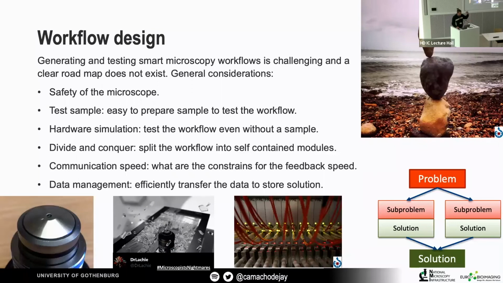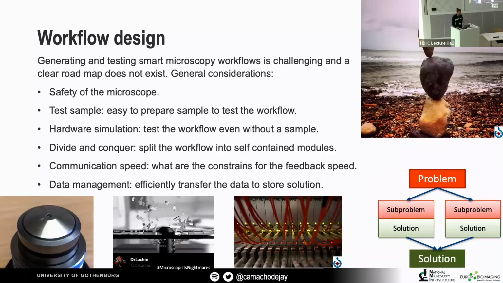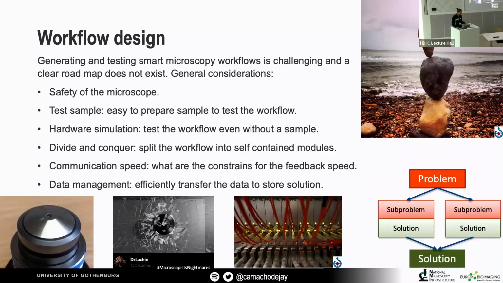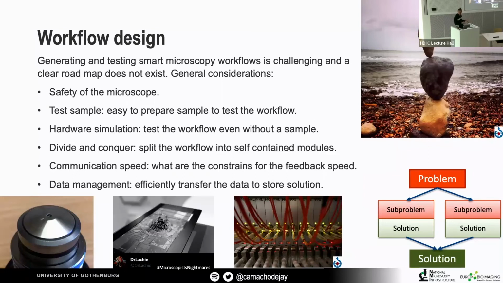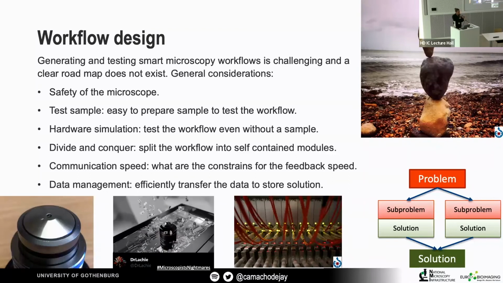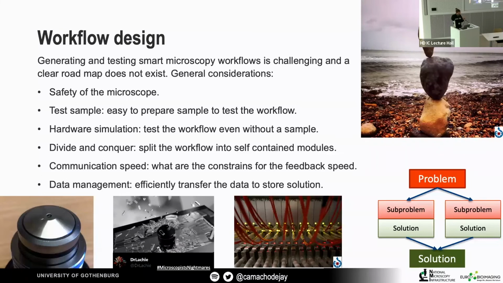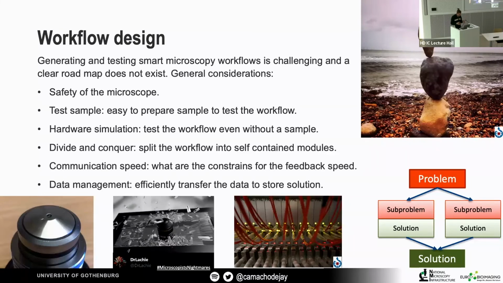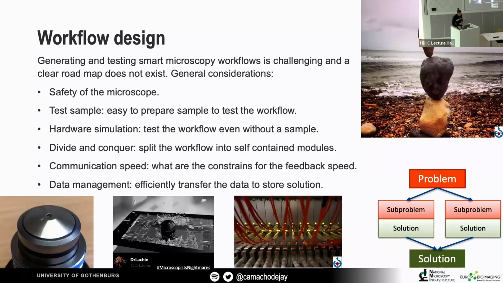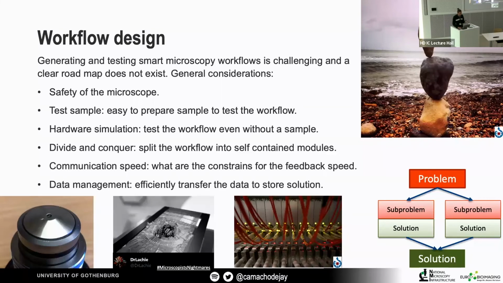Now, in the next session, we are also going to cover this idea of the communication speed that might be an issue. Of course, if the sample is fixed and we have all the time in the world, that's relatively easy. But if it's a live experiment, then we need to make sure that the round trip of the feedback is fast enough for us to do what we want. And the final thing that we'll cover in session 3 will be the data management of image analysis.